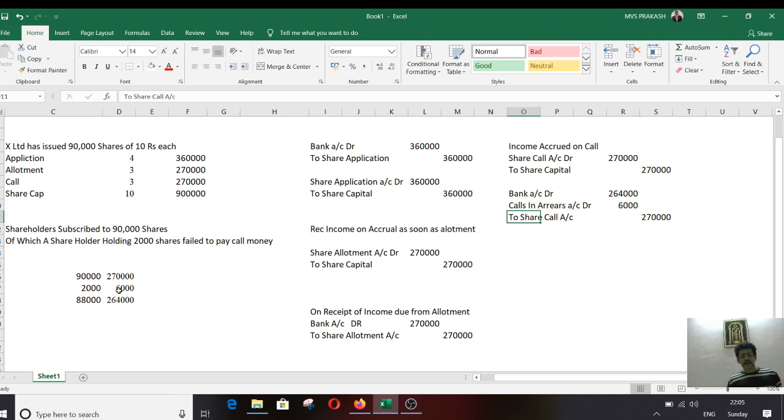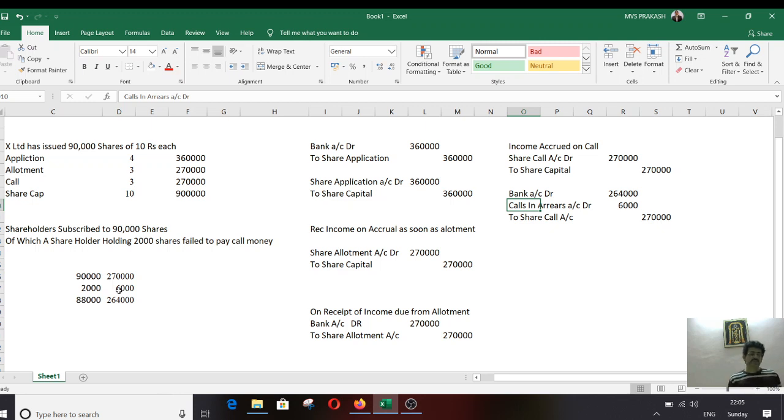Now, as soon as the money is received, I will credit my calls in arrears and debit my bank account. Why? Because calls in arrears is income accrued but not received. As soon as the income is received, the bank account will be debited and the calls in arrears account will be credited, and with that the amount of arrears will be closed. That is an example where the primary issue is happening and there are calls in arrears. This is the way we do the accounting impact.